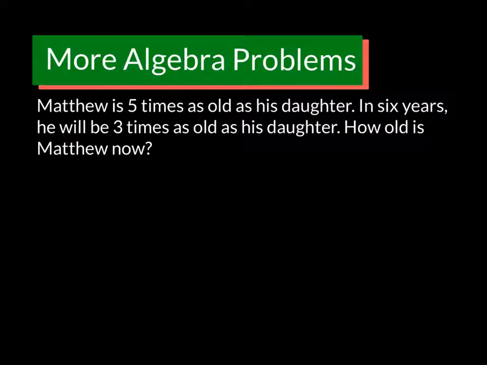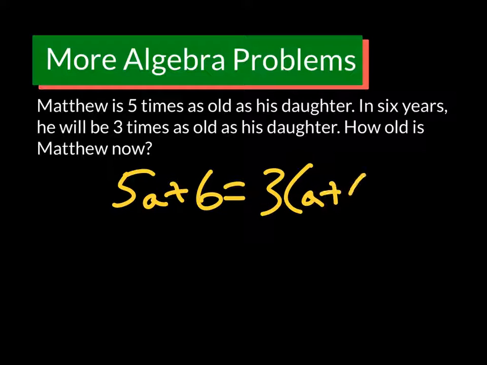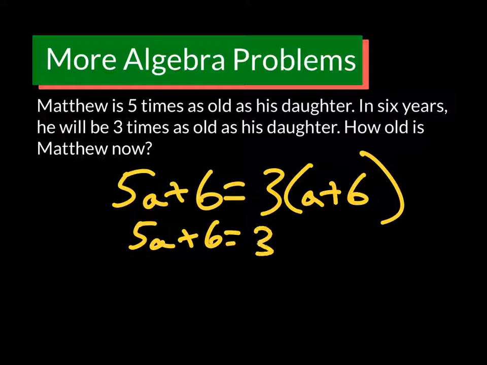Okay then, so here's our equation, 5A plus 6, which is Matthew's age now plus 6 years, and 3 times (A plus 6), which is also Matthew's age 6 years from now, because we know that it will be 3 times his daughter's age. So these things are equal. First we're going to use the distributive law to get rid of these brackets on the right side. So we've got 5A plus 6 equals 3 times A is 3A, and 3 times 6 is 18.